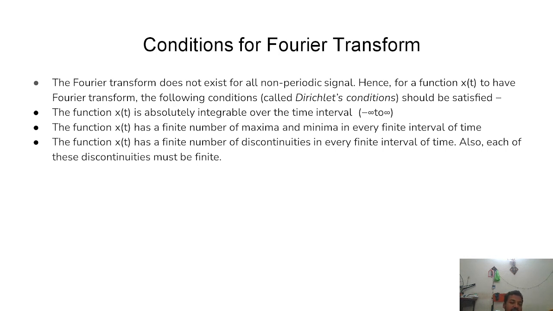The function x(t) should have a finite number of maxima and minima in every finite interval of time. And the function x(t) has a finite number of discontinuities in every finite interval of time. Also, each of the discontinuities must be finite. So these are the three very important conditions for the Fourier transform, so that we can find the Fourier transform of a function. And we all know that the Fourier transform has immense uses in the signal industry since time immemorial.